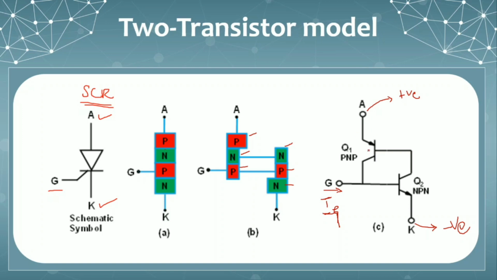Now, this SCR will operate in three modes. The first one is forward blocking mode, then forward conduction mode, and reverse blocking mode. Regarding this, we will study in the next slide.